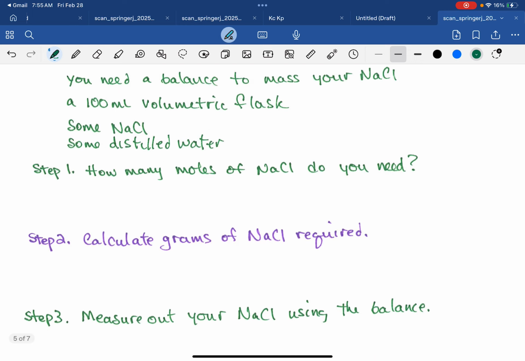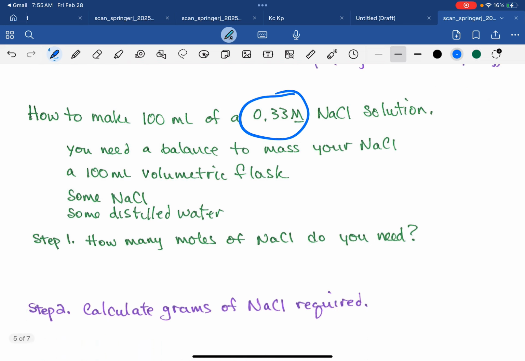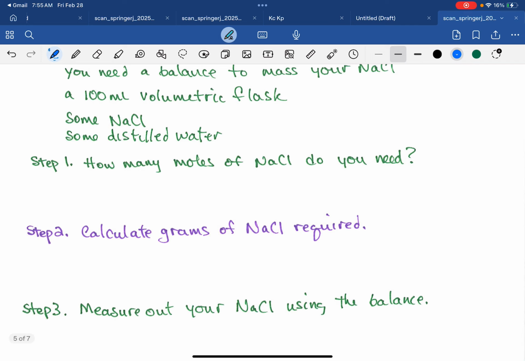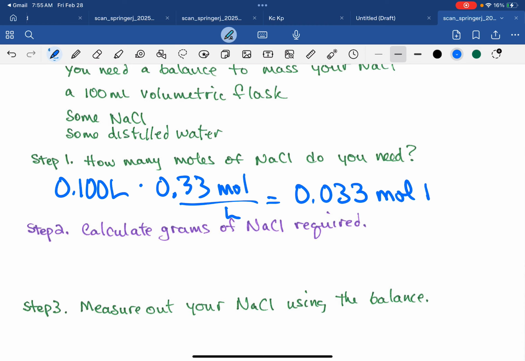And so then step 1, how many moles of NaCl do you need? Right, we're trying to make a 0.33 molar solution. And so we need to know how many moles that is. Well, we've got 100 milliliters, which if we convert that into liters, 100 milliliters would be 0.1 liter. And we want it to be 0.33. Remember, molarity means moles per liter. So 0.1 times 0.33, 0.033 moles NaCl is what we require.